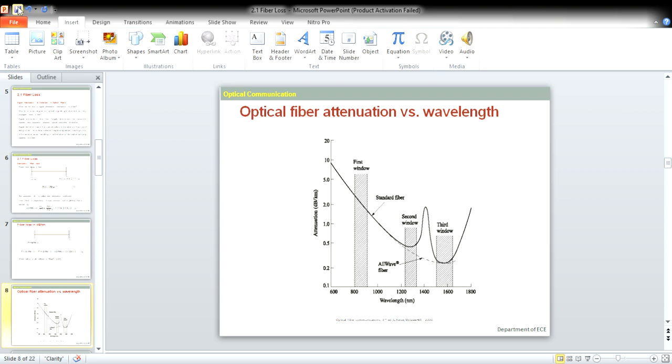This diagram shows wavelength versus attenuation. Optical communication mainly operates in three important windows: first window, second window and third window. The first window is centered around 850 nanometer, the second window is operating around 1310 nanometer, and the third window is working on 1550 nanometer. In the 1300 window, dispersion is very less, whereas in the third window the attenuation is very less. That's all we can infer from the diagram.